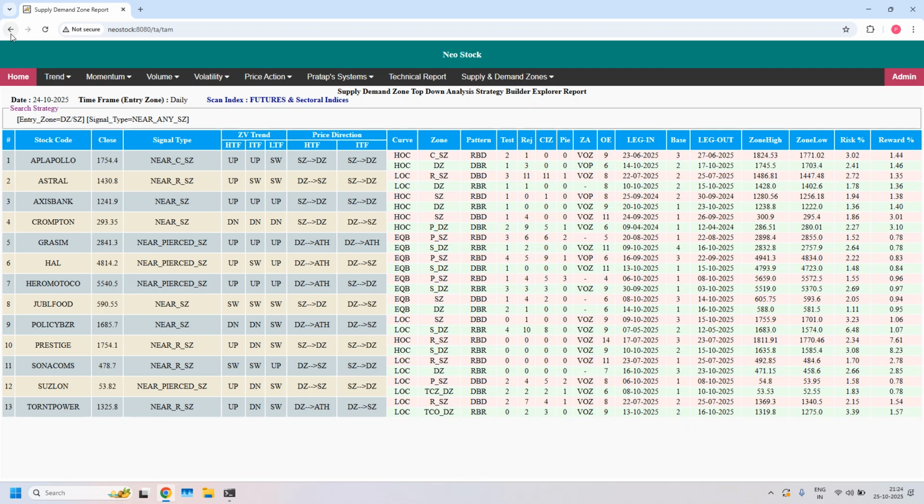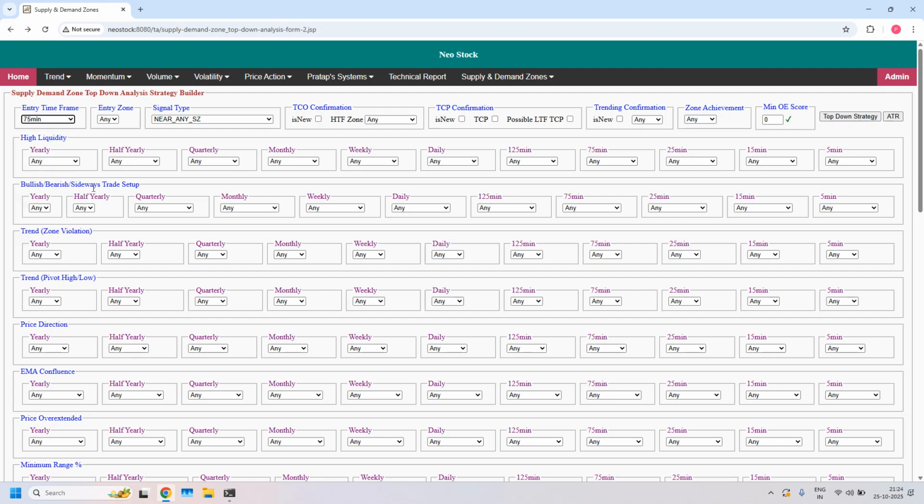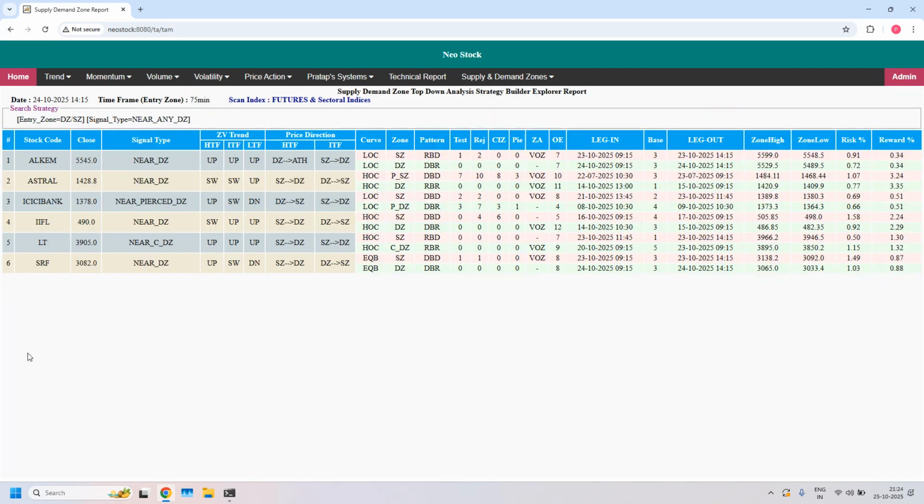Okay, next time frame is 75 minutes. Stocks near to the 75 minutes demand zone. We got 6 stocks. Let us identify 75 minutes high liquidity demand zones. So we got only one stock, L&T.